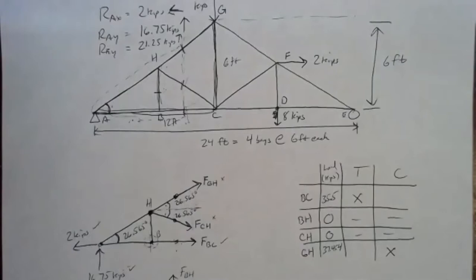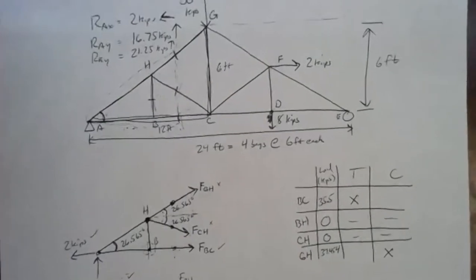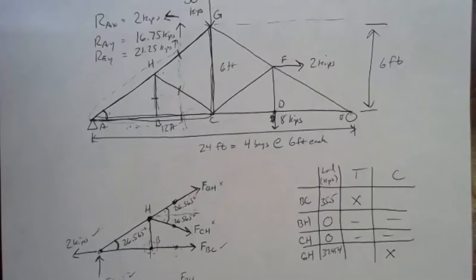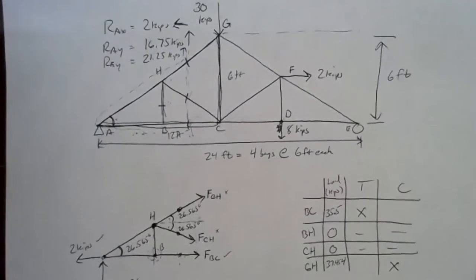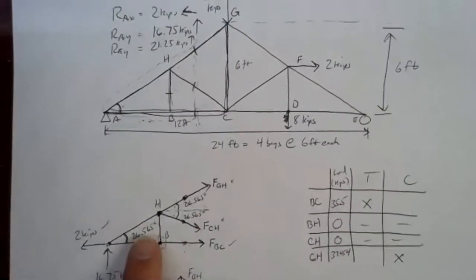Gotcha. All right, any other questions on that one? Actually, could you run me through real quick on how we found the angles for the first free body diagram? Okay, so the 26.565. Right.